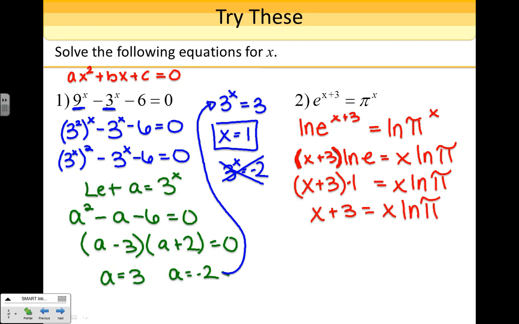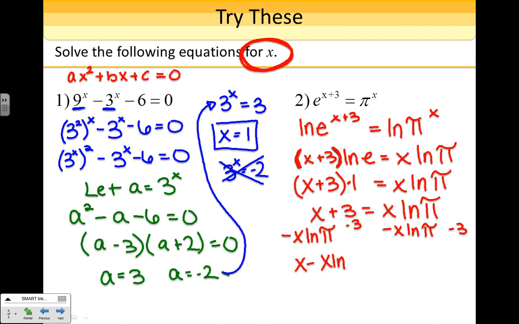So just like solving any equation, remember we're solving our equation for x. We're trying to figure out what x is. So I need to get all of the x's together on one side and anything that doesn't have an x on the other side. So let's subtract x natural log of pi from both sides so we can get all the x's to one side. And we'll subtract 3 because I want to get anything that does not have an x to the other side. So we're putting all the x's on the left side, and anything that doesn't have an x goes on the right side. So I have x minus x natural log of pi equals negative 3.